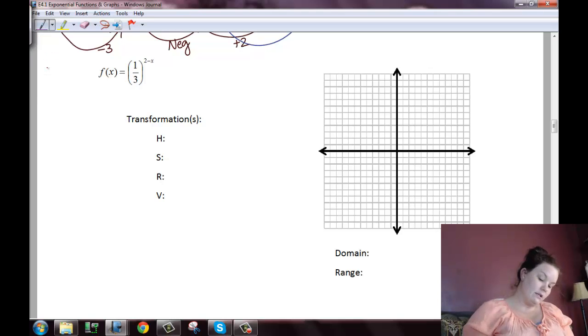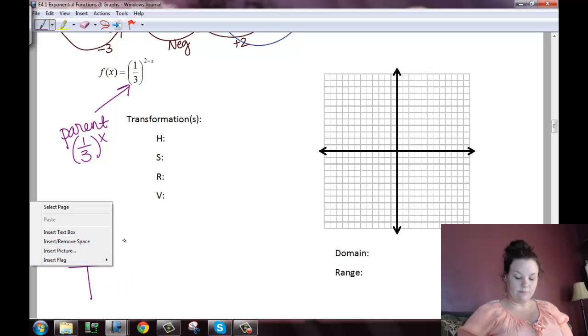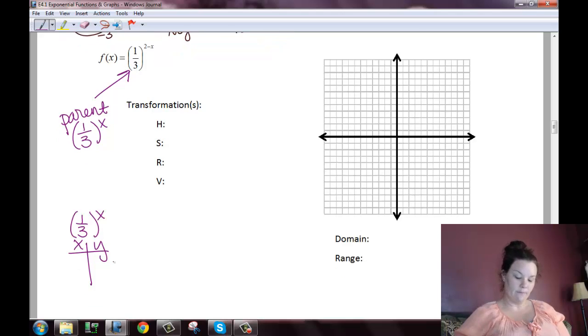I identify my parent. My parent function is just the base, which is 1/3 here. My parent function is just 1/3 to the x. So I'm going to go ahead and go down here and make a 1/3 to the x, x-y table. Now, when we look at 1/3, I'm looking at the number 3. If I square 3, that's 9. 9 is still on my graph. If I cube 3, that's 27, not on my graph. So I'm going to use negative 2, 0, and 2.